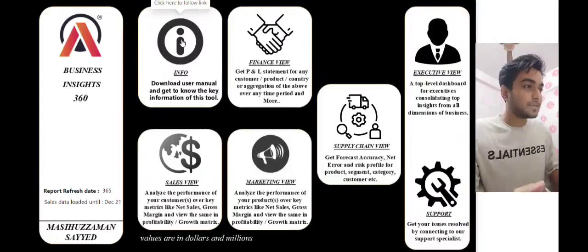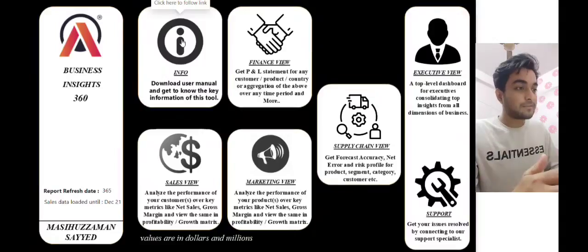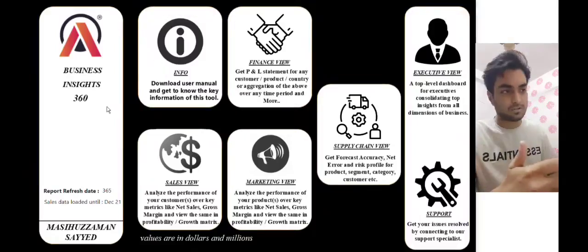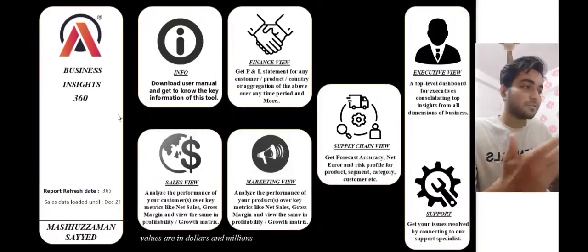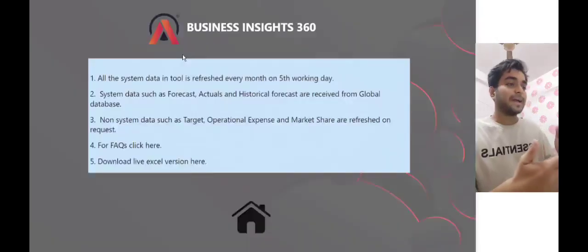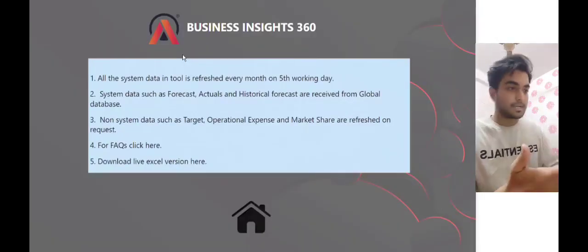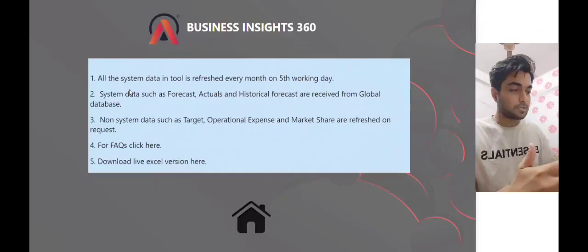So this is the very home page which I have made. It's the Business Insights 360 homepage. I will first get you through the very basic things like the info. If you click on the info part, it will give you the user manual and other basic stuff about this project, such as this data tool is refreshed every month on the fifth working day. What all are the forecasts and actuals, and what are non-systems data. For more FAQs and downloadable options, you can click on the various options.